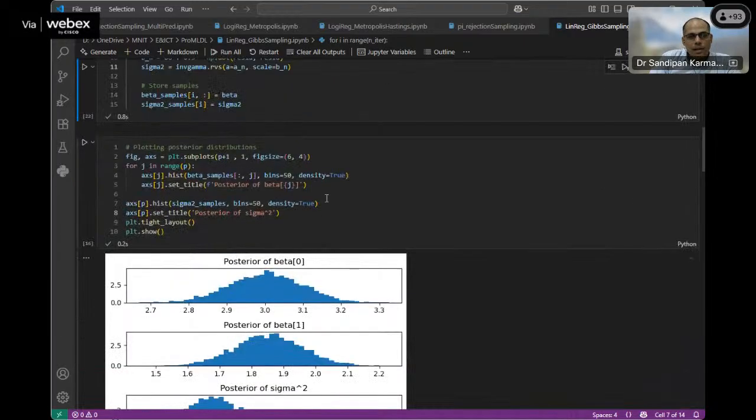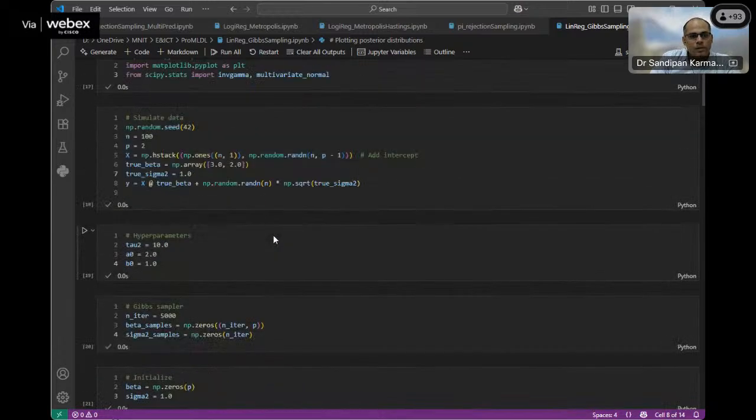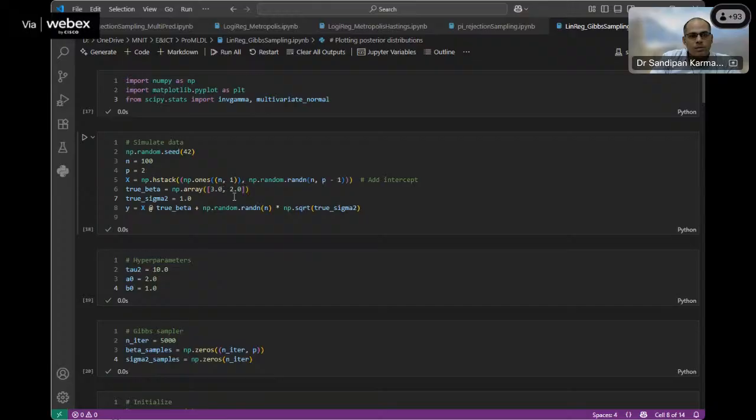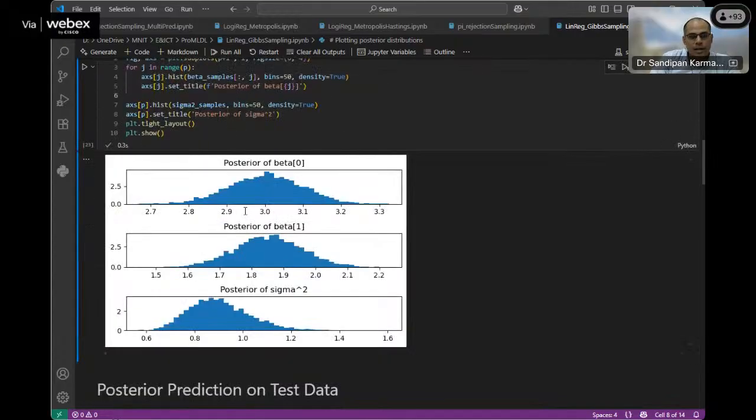Now I'm plotting the histogram of the samples. The true value of beta 1 and the true value of beta 2 are 3 and 2, right? So beta naught is coming as around 3. Oh, sorry, no, it is correct. So 3 and 2 are the beta values.